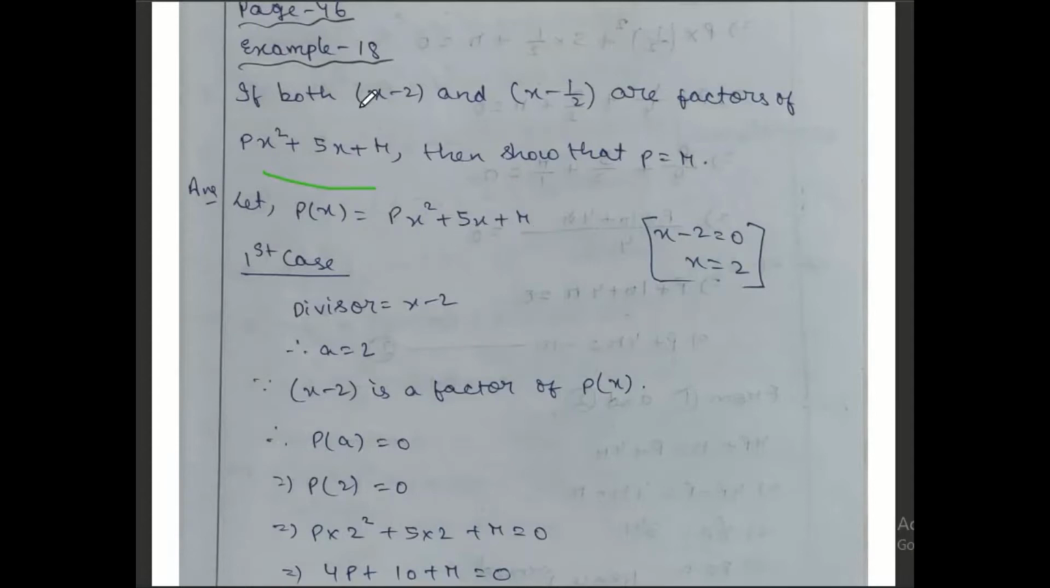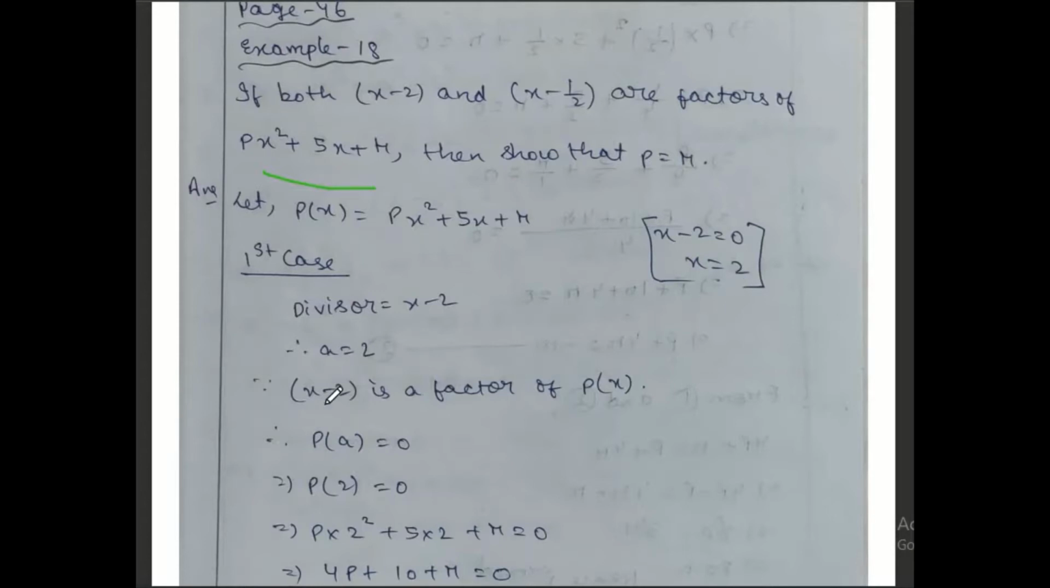Now for the first case, let us take the divisor x minus 2. So divisor equal to x minus 2. Take this outside, make it equal to 0, like how to find the zeros. So x is equal to 2. That value we can use for a. I repeat again, a is nothing but a real number. While using the remainder theorem and factor theorem, we are using this symbol a. So for x, how much you are getting, that's the value for a also.